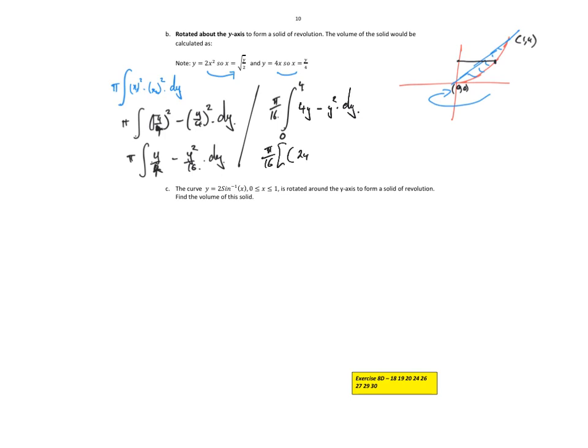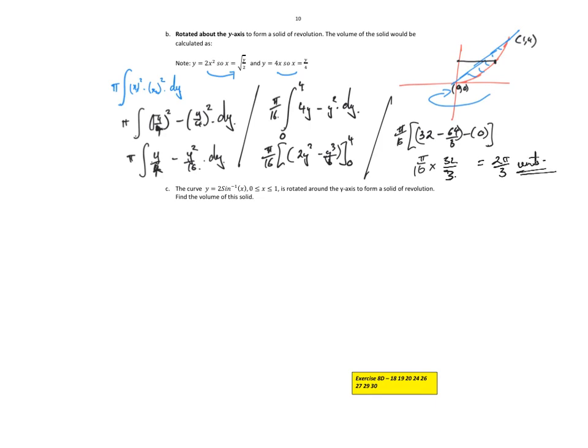4y squared on 2 is 2y squared, y cubed on 3, evaluated between 0 and 4, is pi on 16 times, what's 2y squared, 32, minus 4 cubed is 64 on 3, minus just zeros. So what's that equal to? Pi on 16 times 96 minus 64 is 32 on 3. I hope I've got that right. Which is equal to 2 pi on 3 units cubed. I'll let you check that one on the CAS.